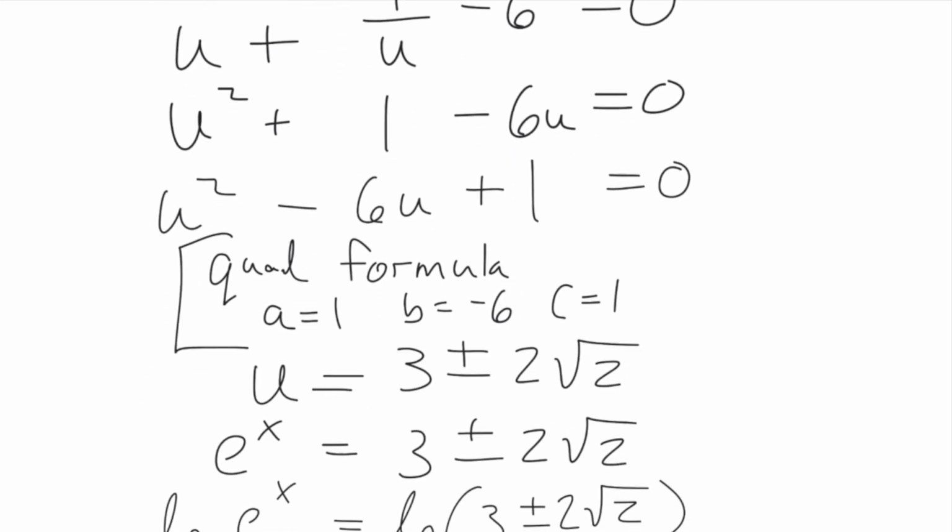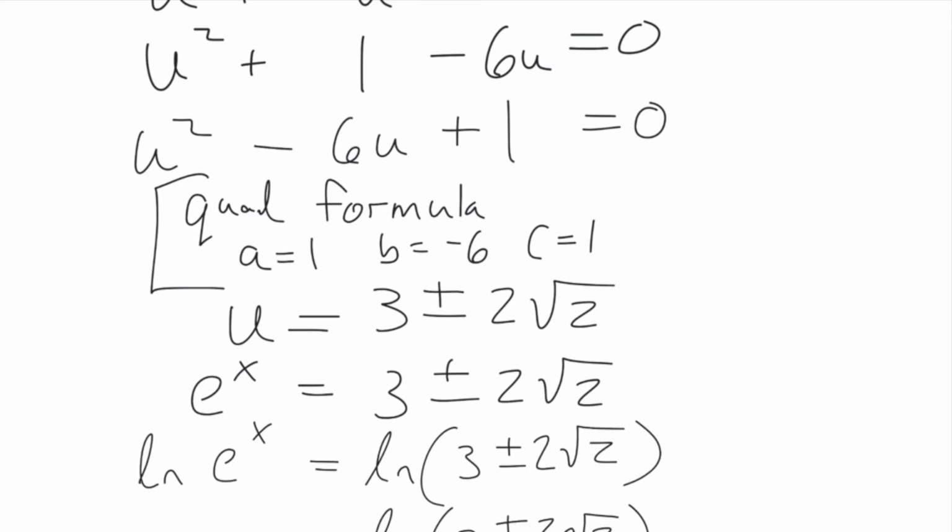That's not something you can factor, so you can let the a value be 1, the b value be negative 6, and the c value be 1. If you plug all of that into the quadratic formula, the answers you get are u is equal to 3 plus or minus 2 root 2. Yay! Now, back substituting, we no longer have u, we get e to the x. So how do we solve e to the x is equal to 3 plus or minus 2 root 2?